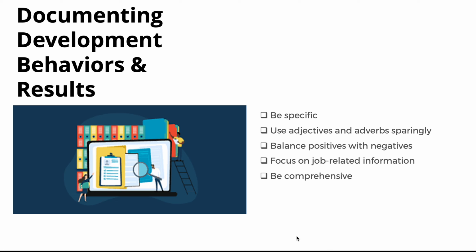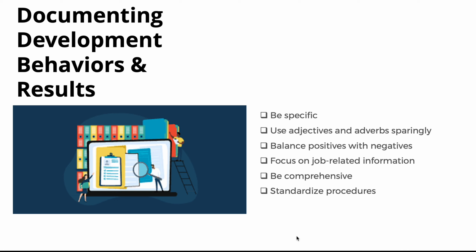We need to be comprehensive, and this means we're going to include all behaviors and results that are part of this current performance review cycle. So any development, behavior, or result that our employees engaged in throughout the entire review period, and not just within the most recent weeks, or not just at the beginning of the cycle. We really have to ensure that we're capturing the full time length.